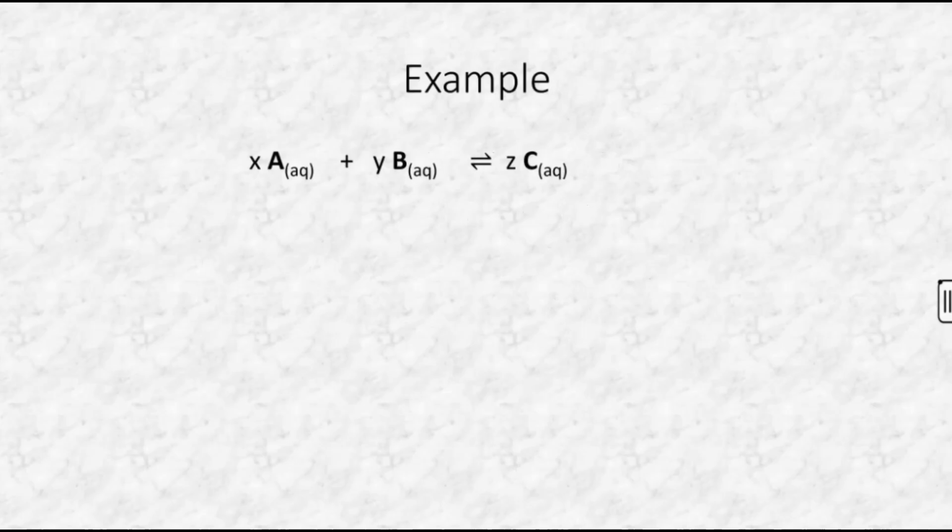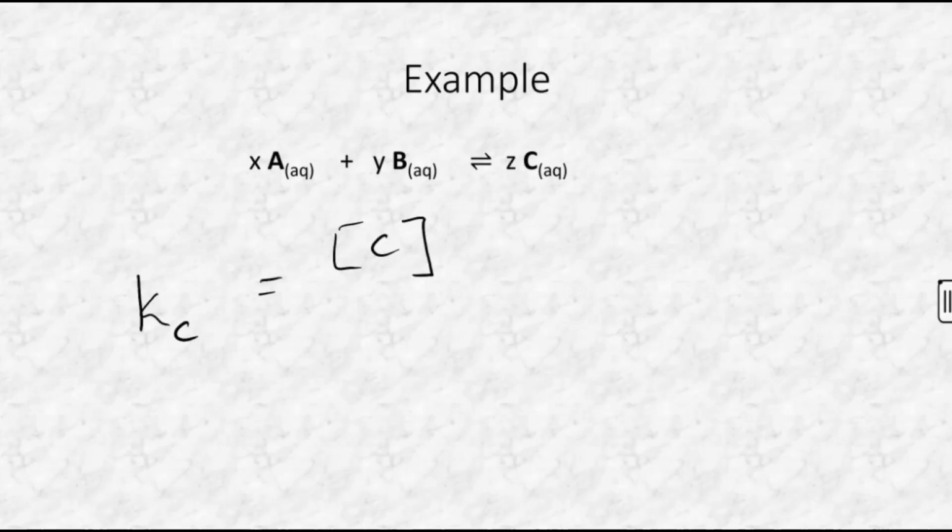Let's look at an example. We're going to look at a generic example first, where substance A and substance B react together and give substance C. It's a reversible reaction. All the substances are in aqueous solution, and the stoichiometry, the balanced equation, tells us that X moles of A and Y moles of B are reactants, react together, and Z moles of product C are formed. So this is how you establish the expression for the equilibrium constant for this generic reaction. Kc is equal to the concentration of the products. We have just one here, so that is C.